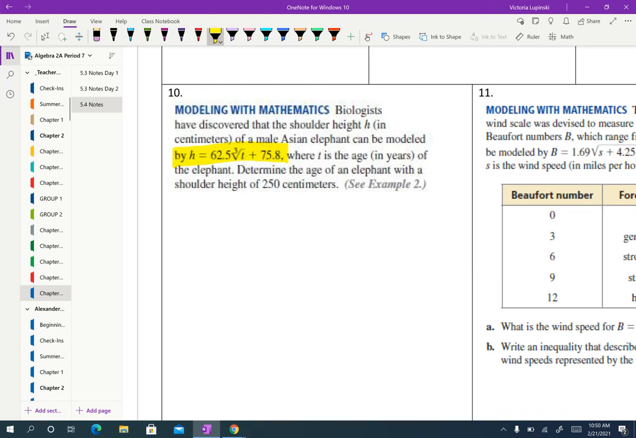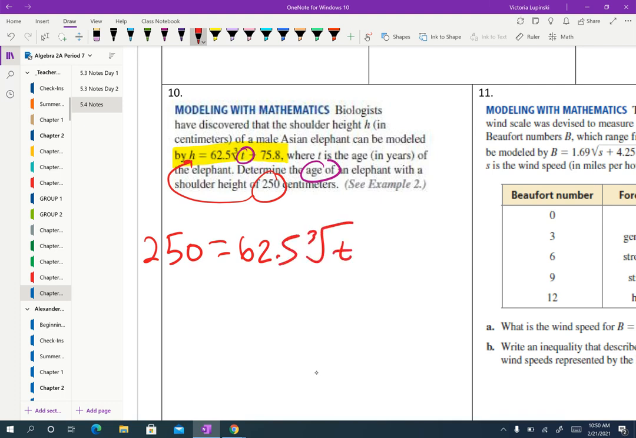So given the equation and given certain pieces of information, all you have to do now is be able to solve. So you are trying to determine the age. If you're trying to determine the age, that means you're going to solve for T. If you're going to do that, you have to know the height, and it tells us that the height is 250 centimeters. So you're going to go ahead and replace the H with a 250. 62.5 times the cube root of T, and then plus 75.8.